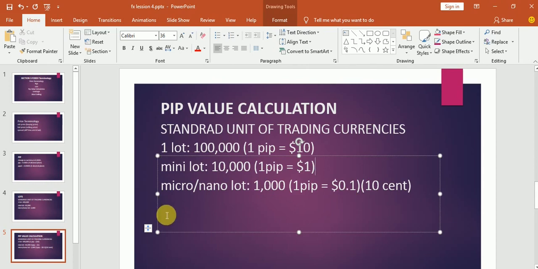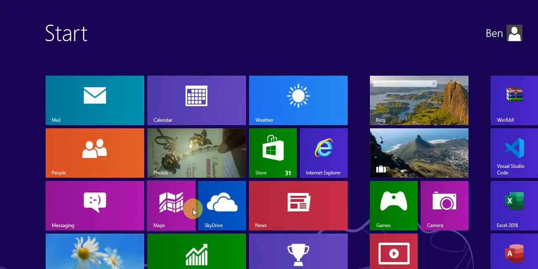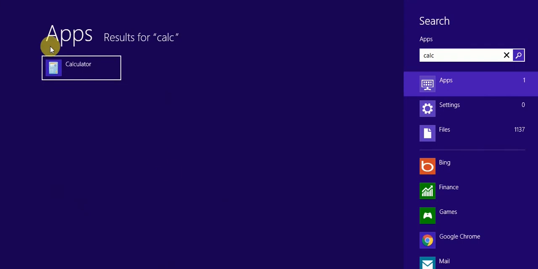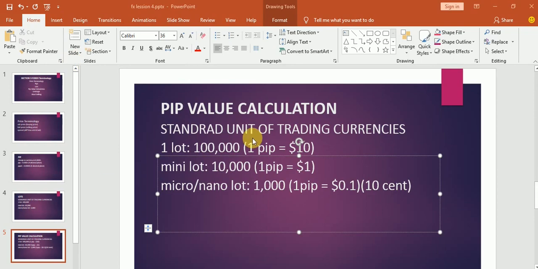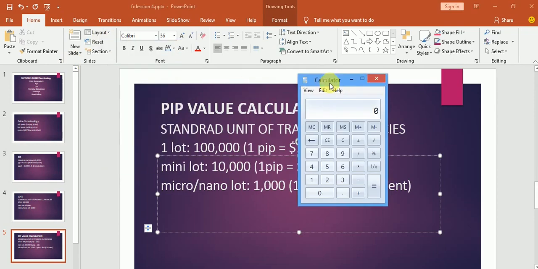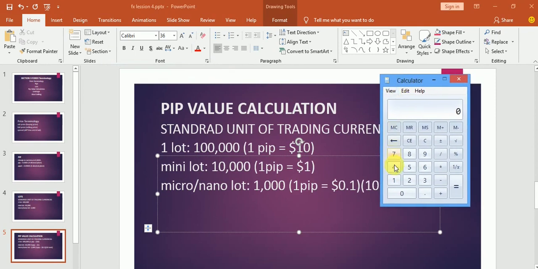Okay, let me open a calculator. This is my calculator. How do we get this now? We say that 1 pip is 4 decimal places, which is 0.0001. Assuming that we have now 1 pip, how do we know the value of this 1 pip if you are using a lot? We say that a lot is 100,000, right? So we are going to calculate this 1 pip times 100,000.